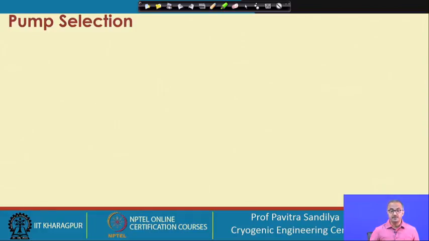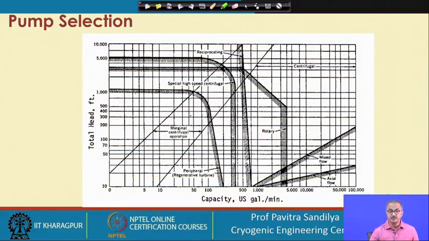Now before we end, we are going to look at the way that we select the pumps. Here generally we have the head versus the capacity. We have to look at two aspects when we select the pumps. Head means how much pressure drop it can encounter, and we may have to pump the liquid from a bottom plane to the top plane. So, how much head can we generate from a given pump and at what capacity.